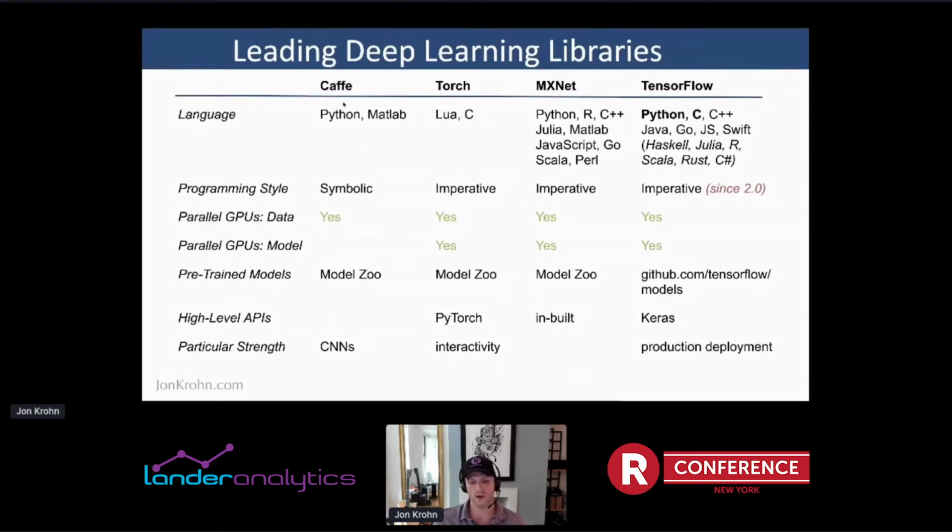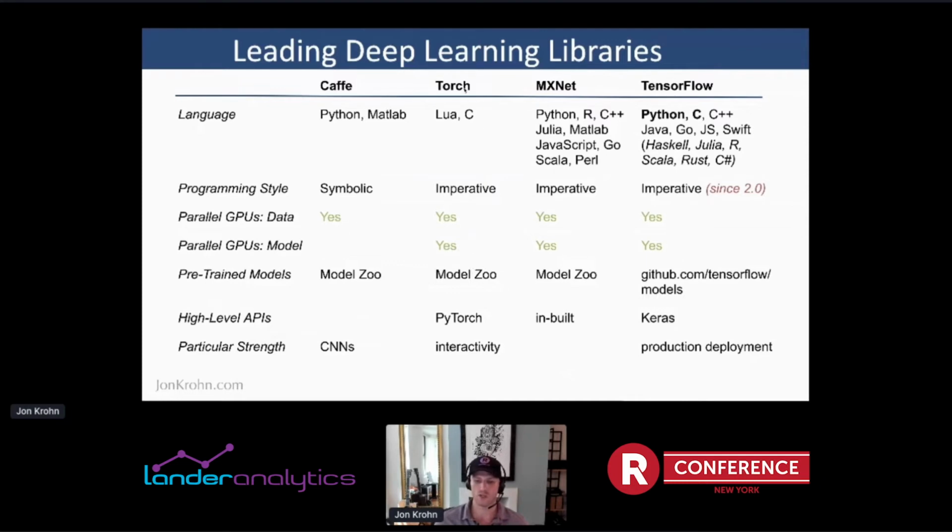There's one other library that I didn't have in that Google search chart called Caffe, because it turns out people like coffee a lot more than they like deep learning libraries, so I can't really include that in a Google search. So obviously today we're primarily talking about PyTorch and TensorFlow, so I'll focus on those two columns here.